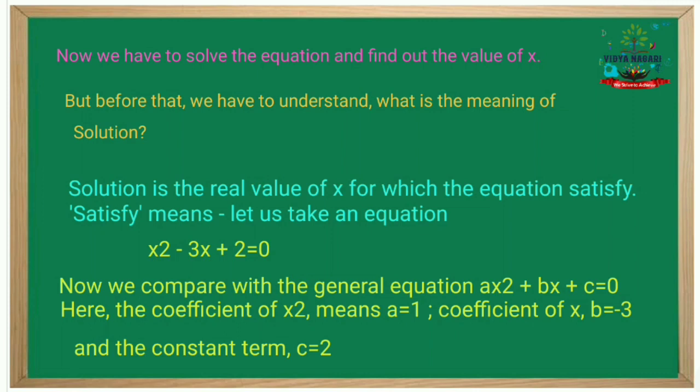Now from this equation we have to solve and find the value of x, but before that we have to understand what is the meaning of solution. Solution means the real value of x for which the equation is satisfied. Let us take an equation x square minus 3x plus 2 equals to 0. If we compare it with the general equation ax square plus bx plus c equals to 0, then the coefficient of x square, a equals to 1, coefficient of x, b equals to minus 3, and the constant term c equals to plus 2.